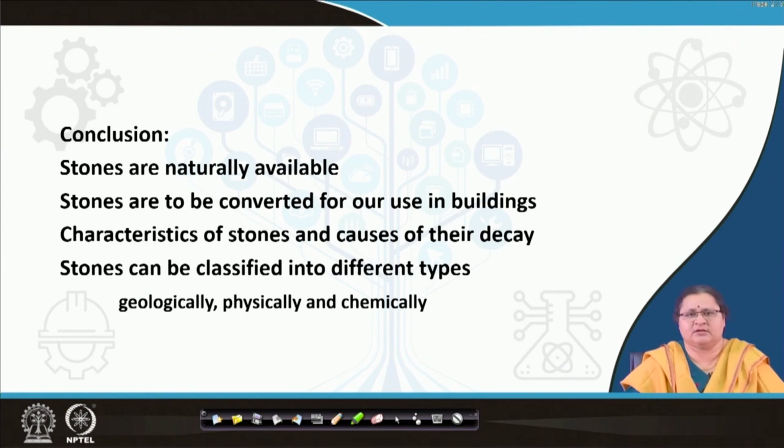We will carry on with the next lecture, which will be again on stone, where we will highlight the use of it, how to maintain it, and also how to create masonry work out of it, similar to that of bricks.